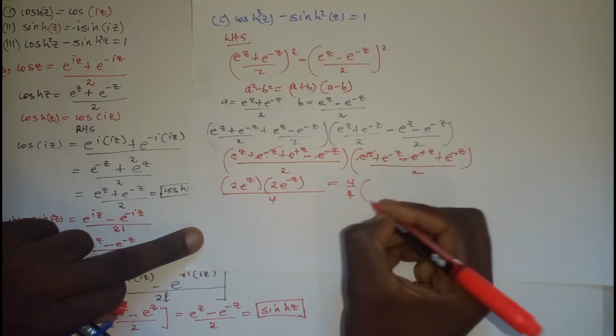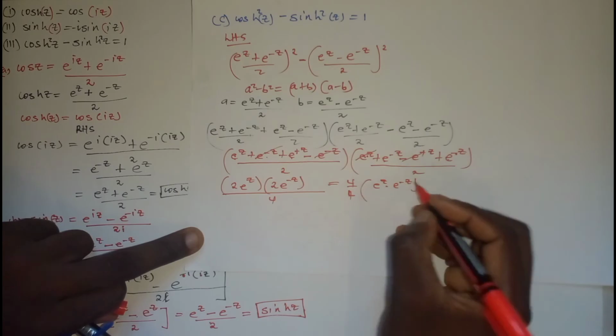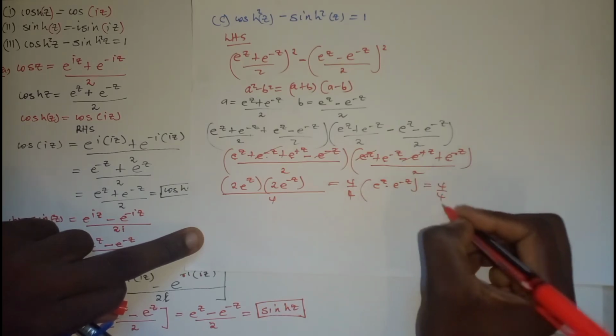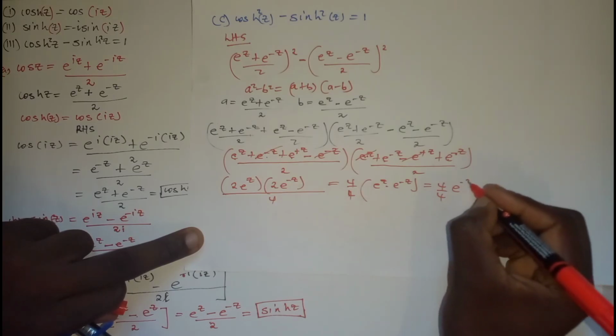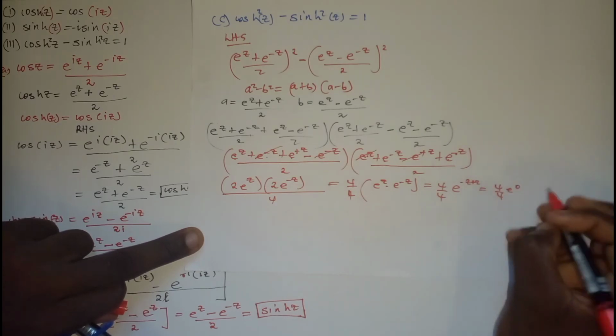And for this one, it's e to the power z times e to the power negative z. And by laws of indices, this one is going to be 4 over 4 times e to the power negative z plus z. That is going to be 4 over 4 times e to the power 0. That is going to give us 1.